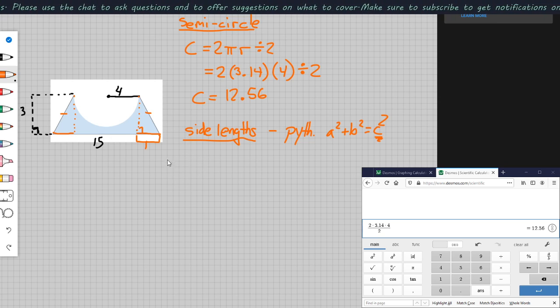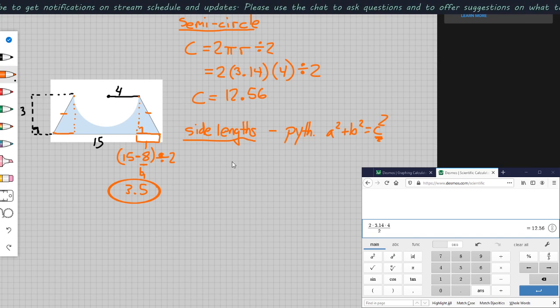So how did I get this length? It's going to be 15 minus the 8, which is the top base, it's B1. And then we're going to divide by 2 because there's 2 of them on each side and they're equal. So 15 minus 8 is 7 divided by 2, so that means then it's going to be 3.5 is that other leg. Okay, so that's one. So let's try to find then our length.